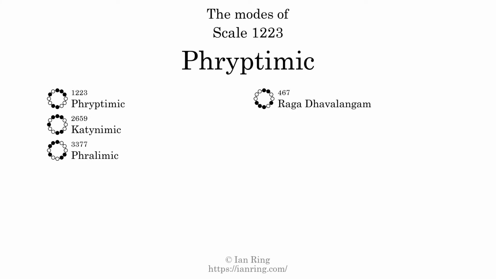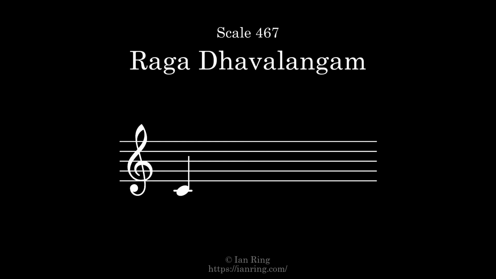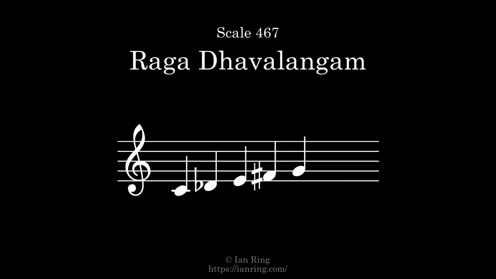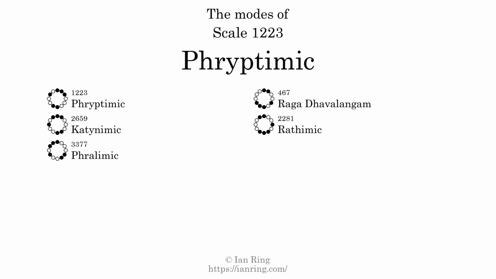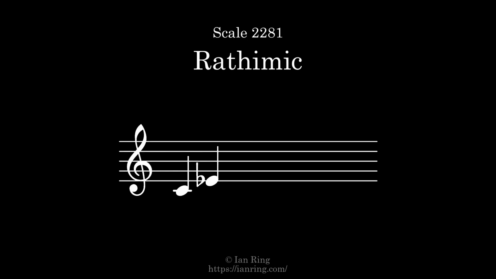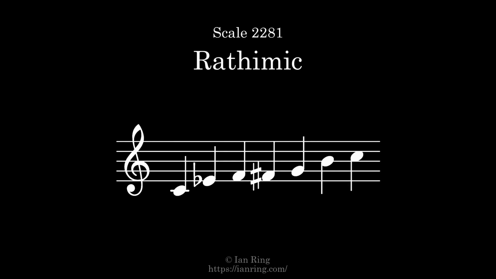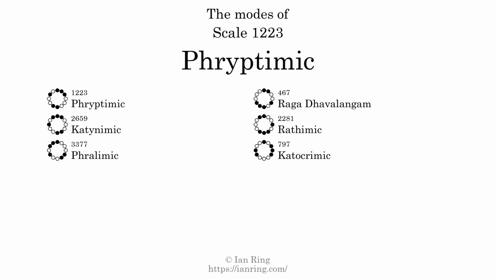The fourth mode is scale 467, also known as Raga Davalangam. It sounds like this. The fifth mode is scale 2281, also known as Rhythmic. It sounds like this. The sixth and last mode is scale 797, also known as catacrymic. It sounds like this.